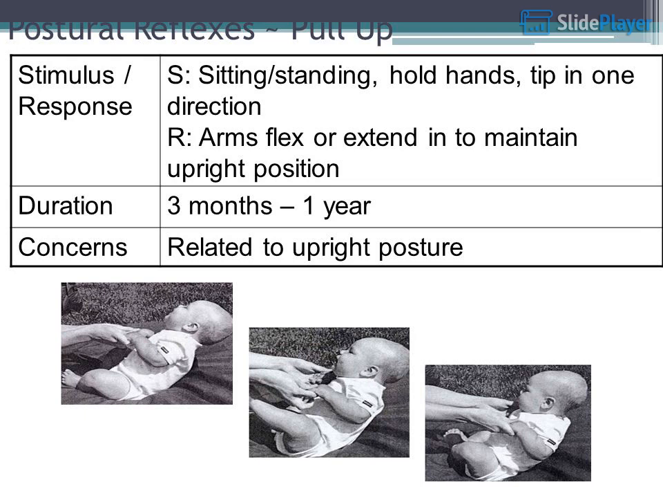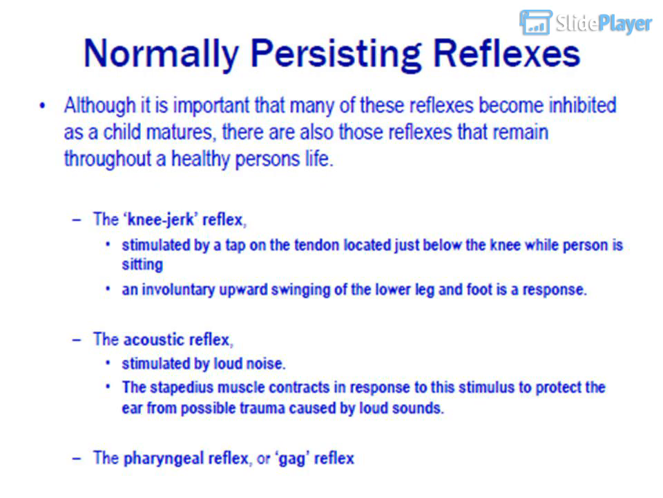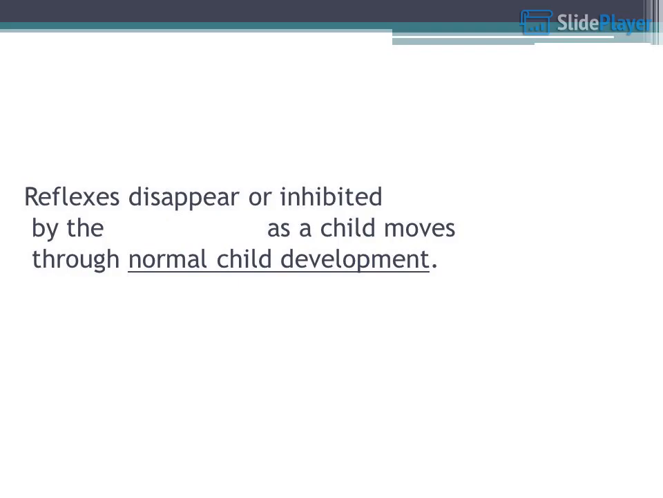Postural reflexes: pull up. Stimulus, response. Stimulus: sitting/standing, hold hands, tip in one direction. Response: arms flex or extend to maintain upright position. Duration: 3 months, 1 year. Concerns: related to upright posture. Reflexes disappear or are inhibited by the frontal lobes as a child moves through normal child development.